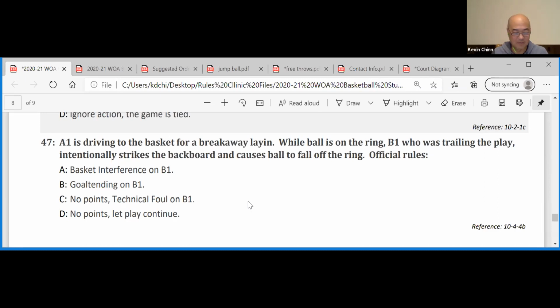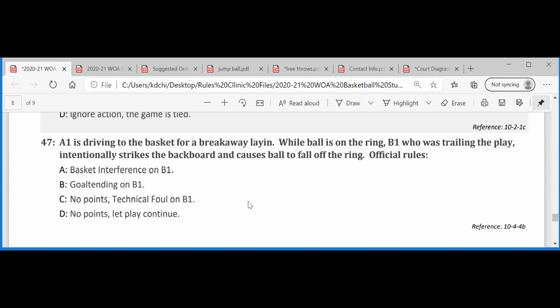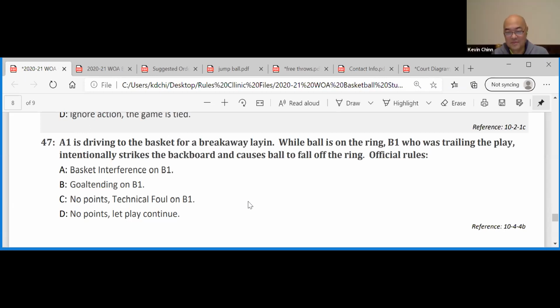If the ball comes out because the basket vibrated and the ball falls out, no points. So it might be a good play by the defense in some situations. It might be. What if the ball goes in? Is it still a T? If he intentionally strikes the backboard, it's still a T. Yes, it's still technical. There's a difference between intentionally striking the backboard and inadvertently striking the backboard.